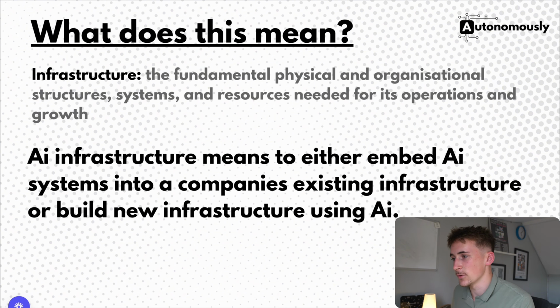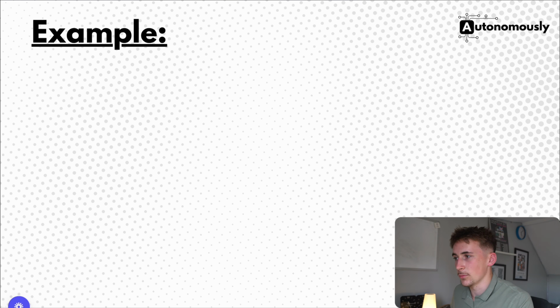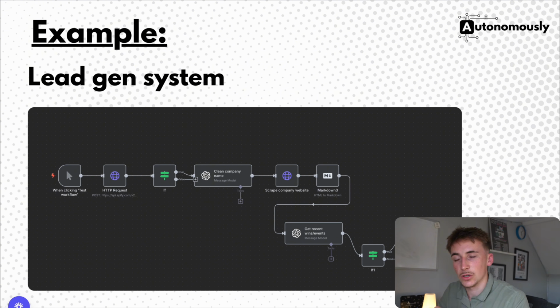And then AI infrastructure basically means to either embed AI systems into a company's existing infrastructure or build new infrastructure using AI for a company. That still might not mean too much to you, so we're going to get into an example. That lead generation system I showed you before, like I said, is just a one-off system that you could potentially resell a bunch of times for a little bit of money.